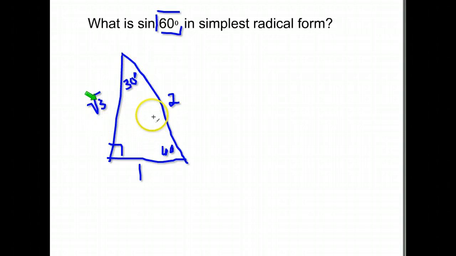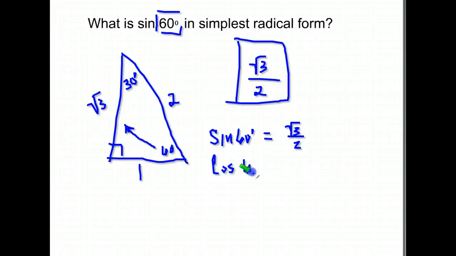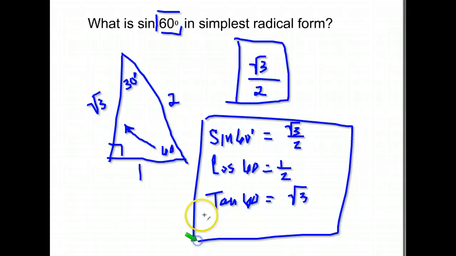Okay, so the sine of 60 degrees. Sine is opposite over hypotenuse. For the 60-degree angle, the opposite side is the square root of 3. The hypotenuse is 2. Now, again, if you don't have those in your notes, for the 60-degree angle, the sine is the square root of 3 over 2. The cosine of 60 is 1/2. And the tangent of a 60-degree angle is just plain the square root of 3. If you don't have those in your notes, get them in your notes.